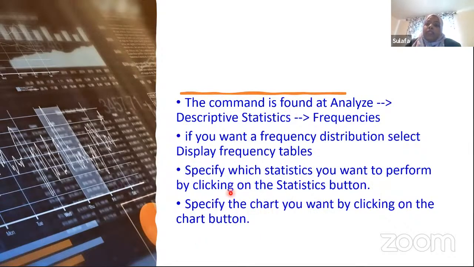So I put here some notes, but I want to show you in SPSS. You will go to Analyze, then a window pops up for Descriptive Statistics, and you go to Frequencies. I will show you this step in SPSS in a few minutes. If you want a frequency distribution, you can select Display frequency tables. After that, you specify which statistics you want to perform by clicking on the Statistics button. If you want some visualization of your data, you can specify the chart you want by clicking on the Charts button.